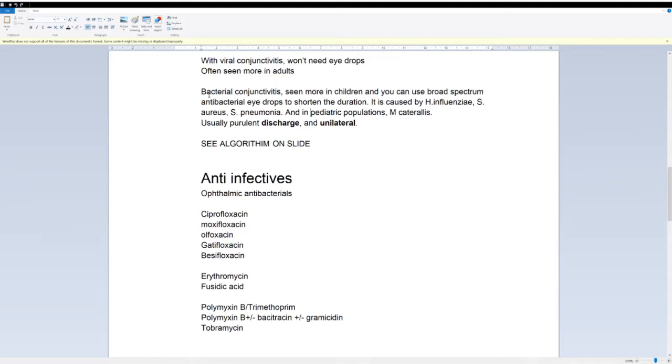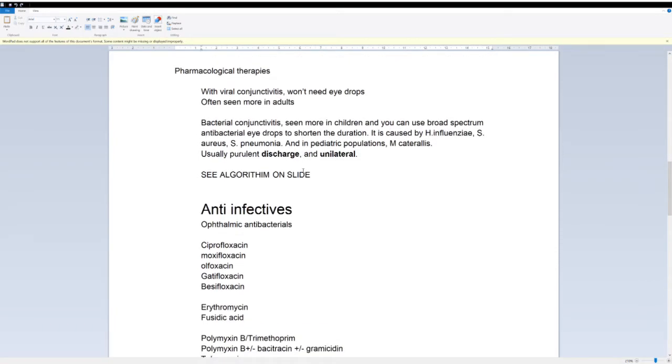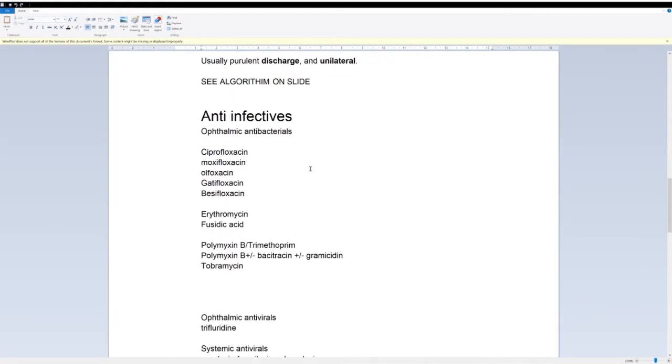And again, it doesn't have that much itchiness, and it has generalized redness. Again, purulent discharge. That's it. So when a question says purulent discharge, you should immediately think about a bacterial conjunctivitis. So look at some antibacterials.